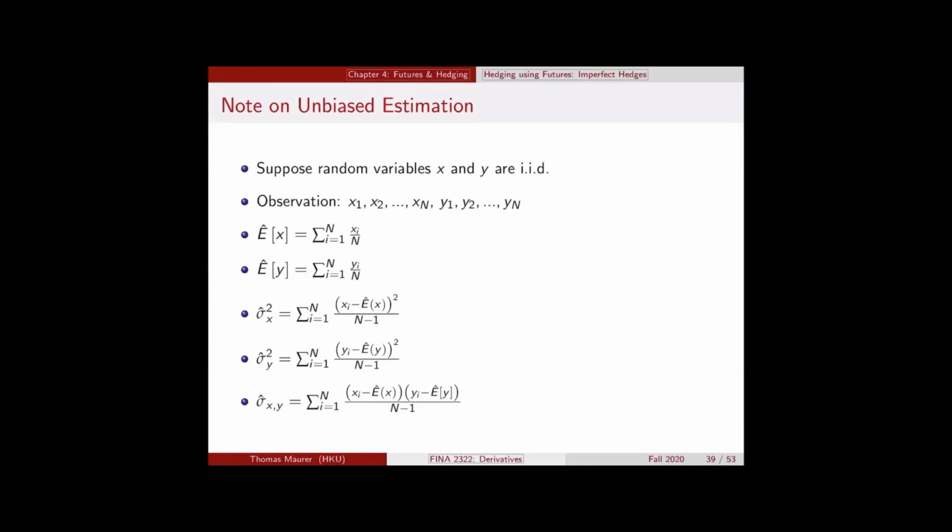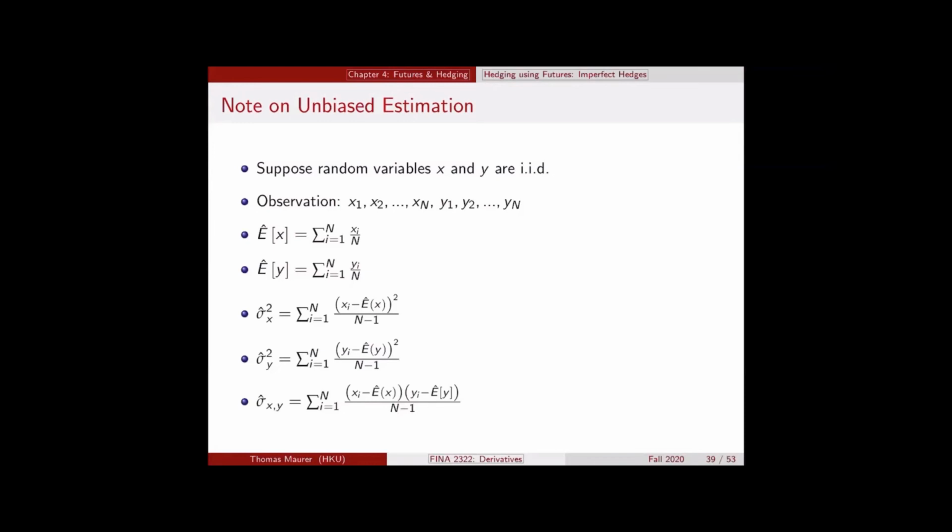For the covariation, what we do is for each observation of the daily return, we look at how much the asset S daily return deviates from the average daily return, multiplied by how much the futures return on that same day deviates from the average futures return. And then we take the sum over all these daily deviations and divide again by the number of days minus 1.